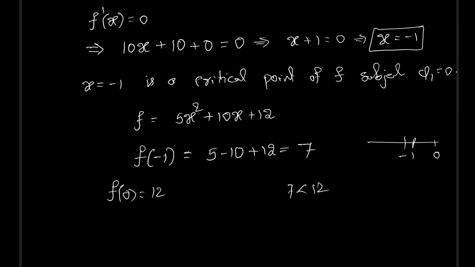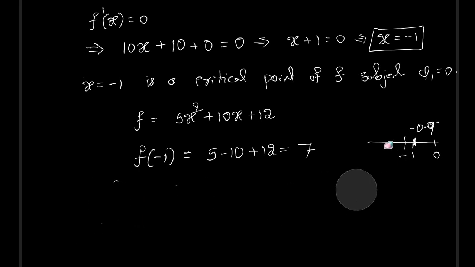Not only that, you can take a very close point. Maybe you can take minus 0.9. If you substitute, whatever value you obtain, you can find it is greater than 7. This is also greater than 7. So it is very clear that it has a minimum at that point.